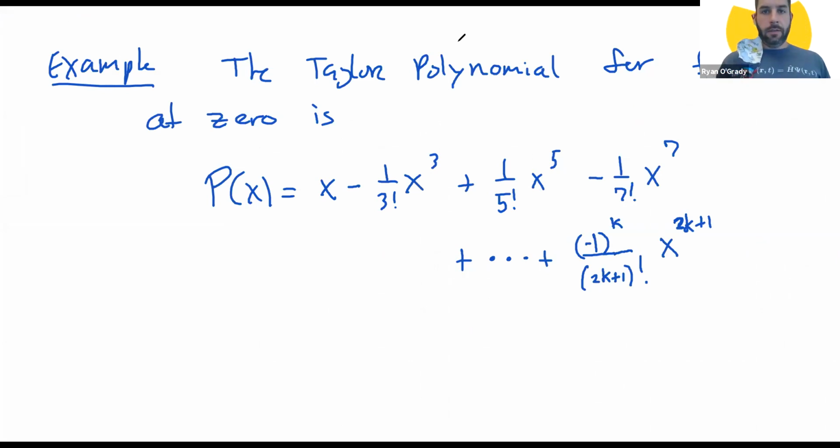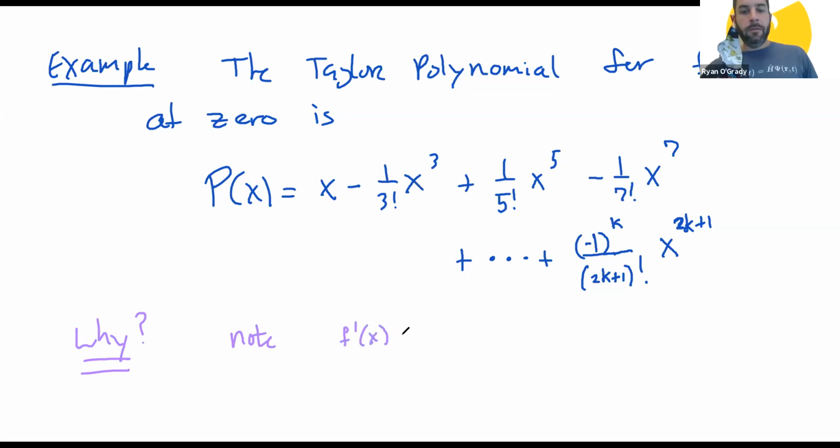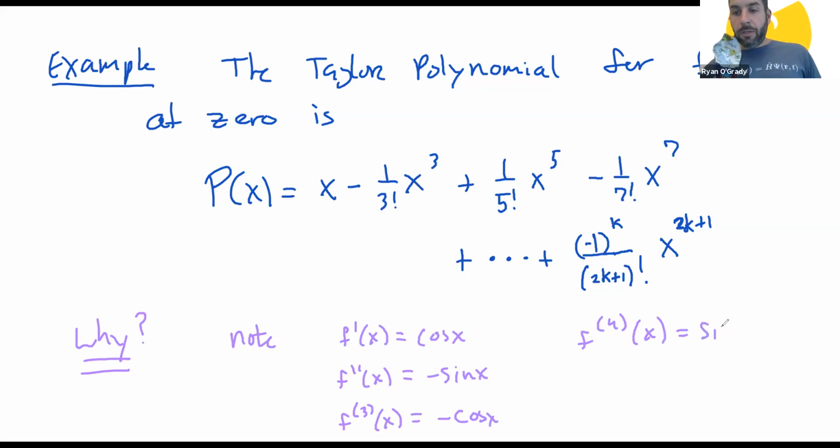So why is this the case? Well, let's show you a couple reasons why. Note f prime of x is the cosine. The second derivative is negative the sine. The third derivative is negative cosine. And so the fourth derivative of sine gets back to where it starts, the original function, which is just sine. So it alternates between cosine, negative sine, negative cosine, sine. And it's going to repeat.